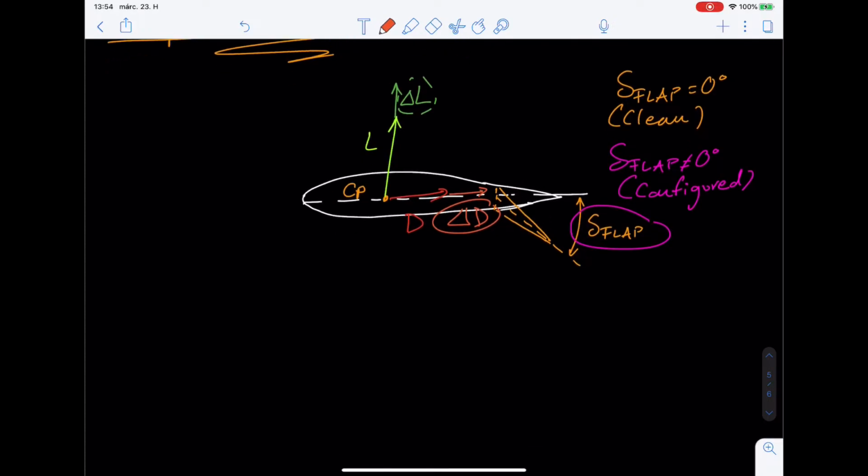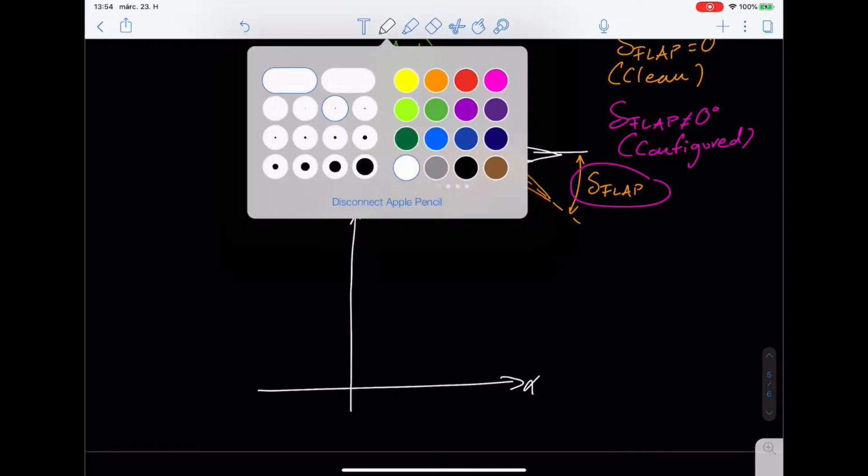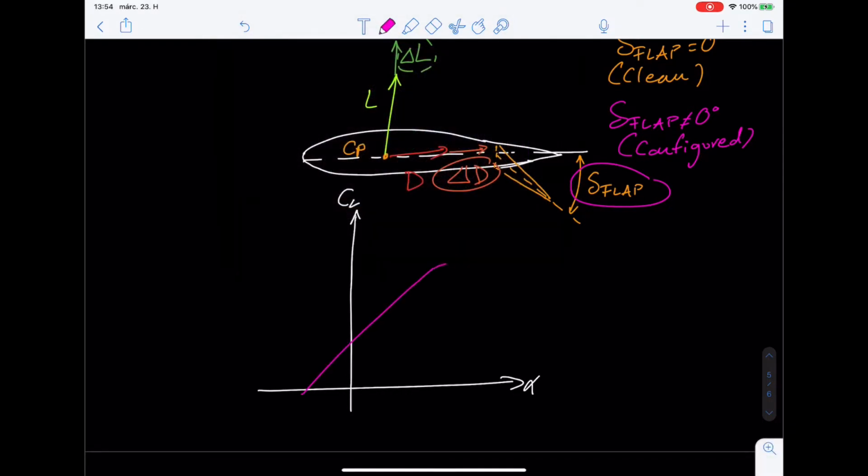So if I wanted to draw down the CL alpha curve of the airfoil, this would be the lift coefficient, this will be the angle of attack, and this is the CL alpha curve of a clean configuration aircraft. So when the flap deflection is basically 0, this is what it looks like. And if I deflect the flaps, it's basically going to shift to the left and up, like this.